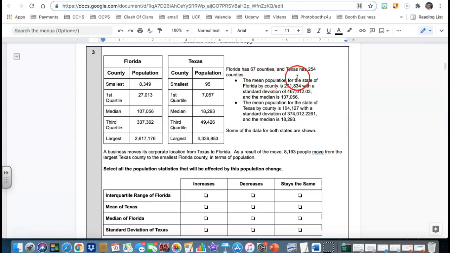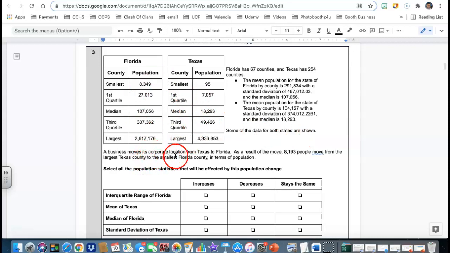Florida has 67 counties and Texas has 254 counties. Wow, okay. The mean population for the state of Florida by county is 291, with a standard deviation of 467,012.03. And the median is this. The mean population for the state of Texas is this, standard deviation, and the median, right? So they give me the same information for both states. Some of the data for both states are shown.